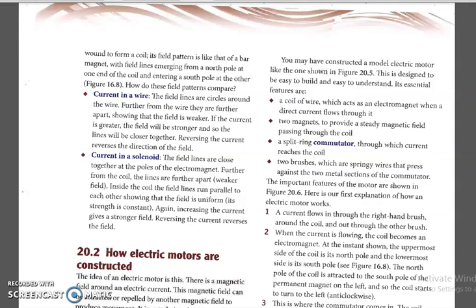I will show you the figure which shows how the magnetic field lines are passing through a solenoid. Moving through a solenoid, inside the coil, the field lines run parallel to each other, showing that the field is uniform. Its strength is constant.